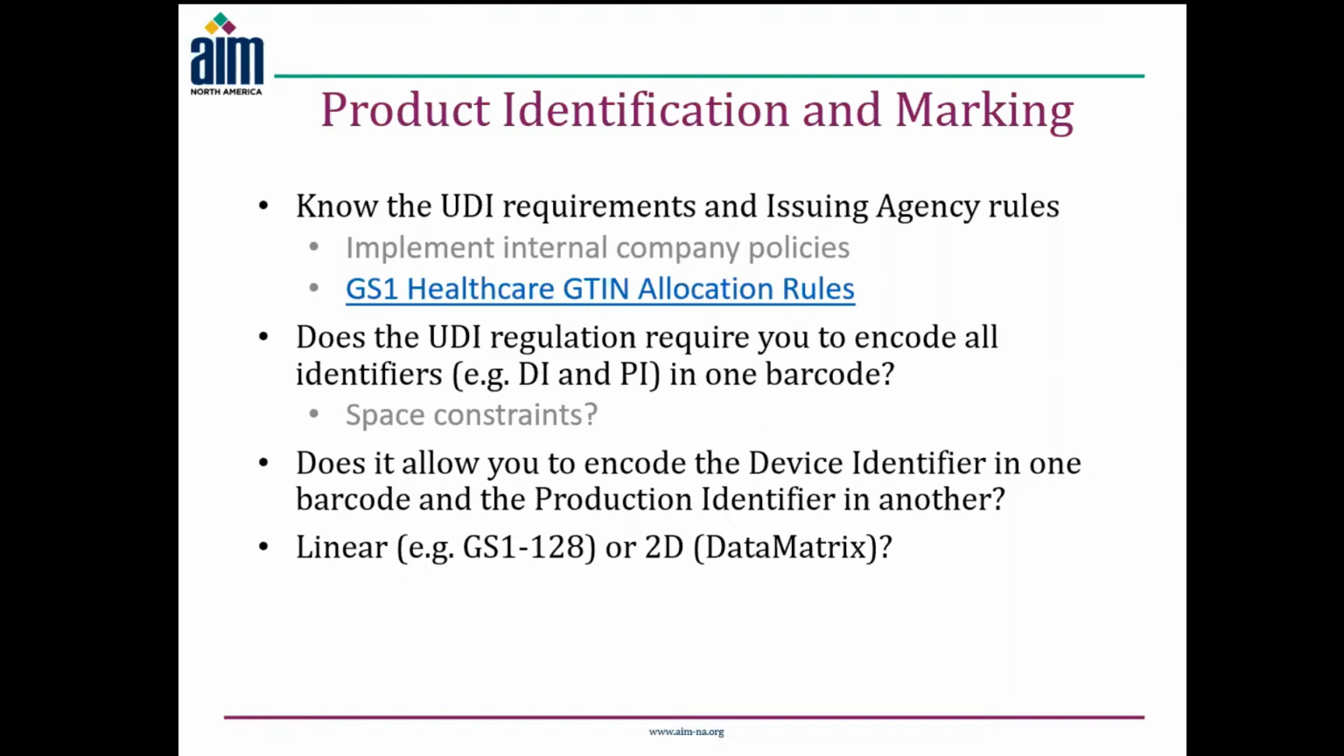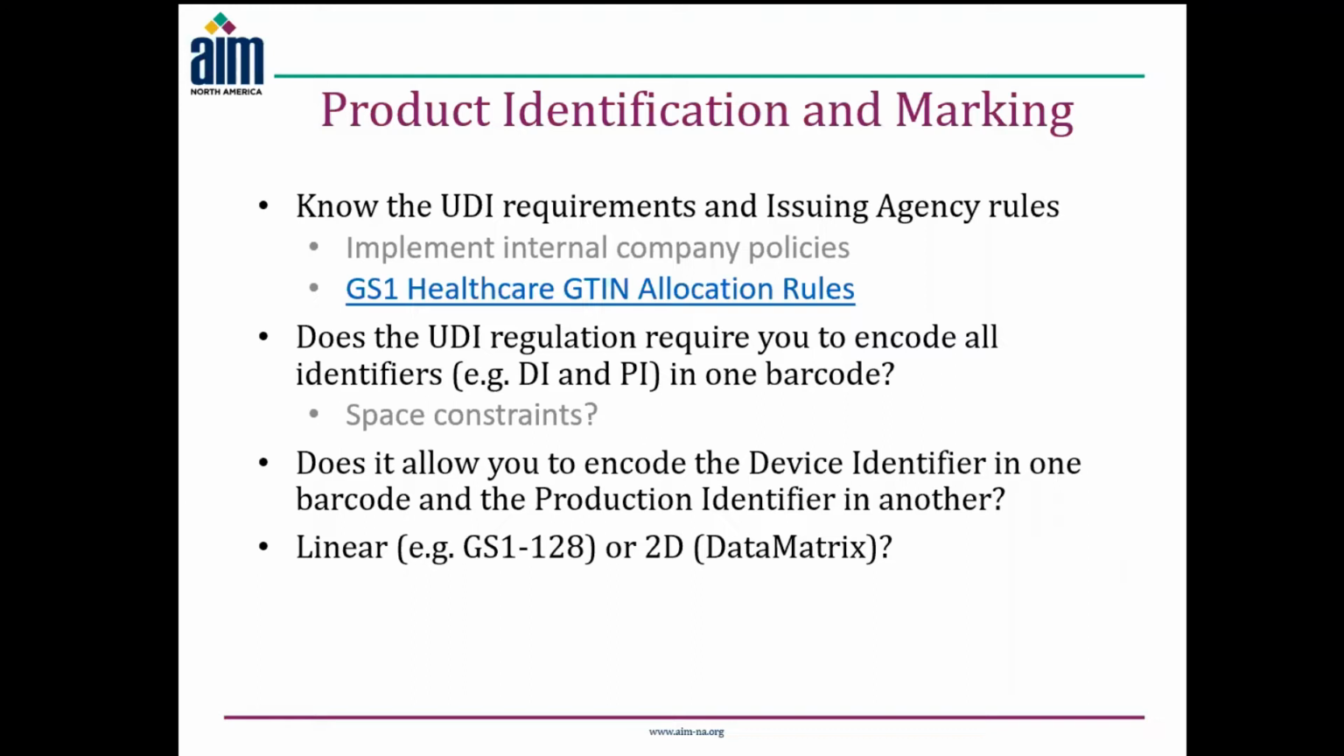And then it gets to the next point, which is, does that regulation allow you to put all of the identifiers, the production identifiers and device identifiers in one barcode? And if so, then what we have heard in certain cases is this can lead to space constraint issues. So if you're using, for instance, as you'll see in a minute, a GS1-128 barcode, and you're trying to encode the GTIN, batch, expiration, and serial, then that can be a barcode of a particular size that may be too large for certain space constraints, depending on the size of the product or case or package that you're putting it on.